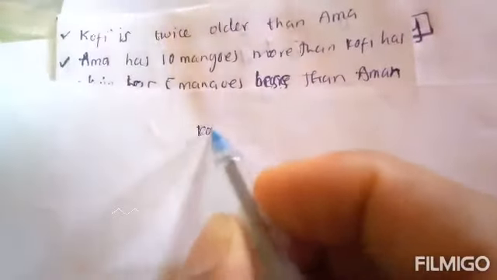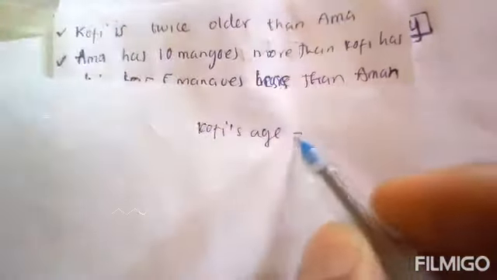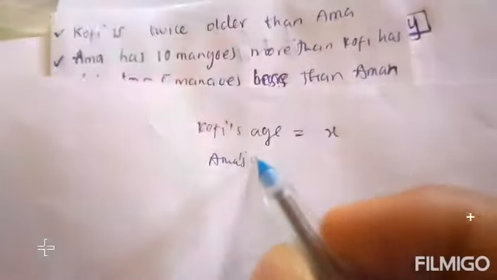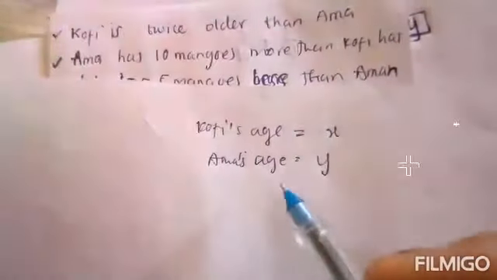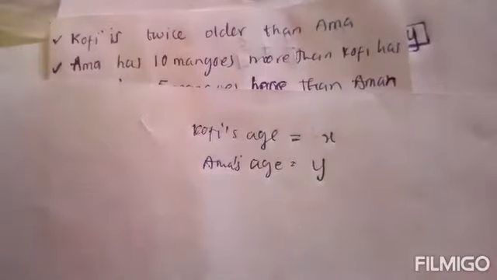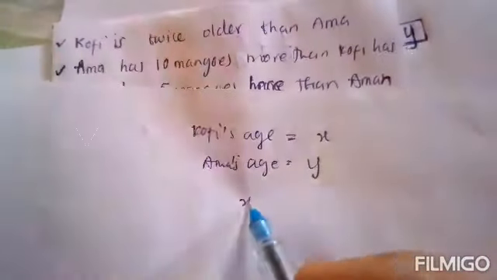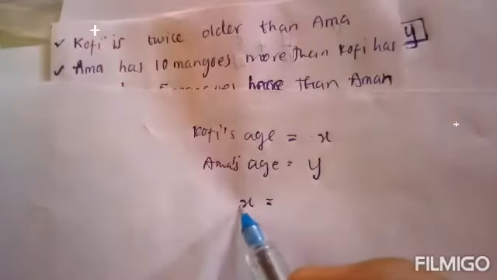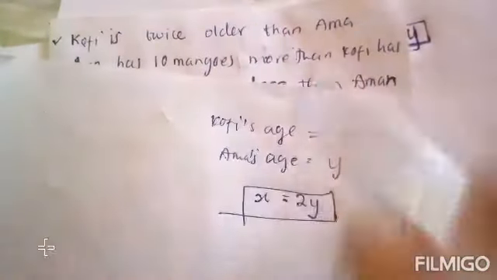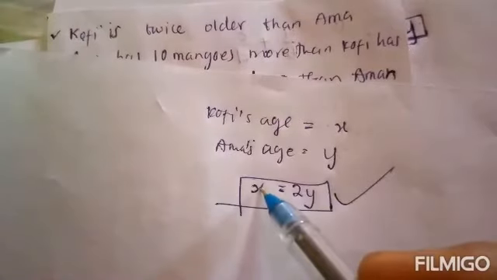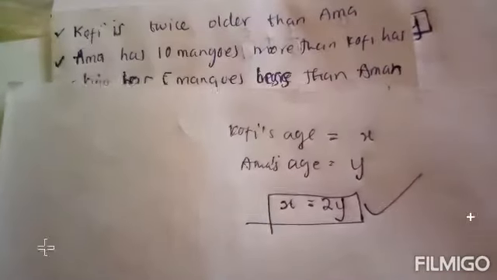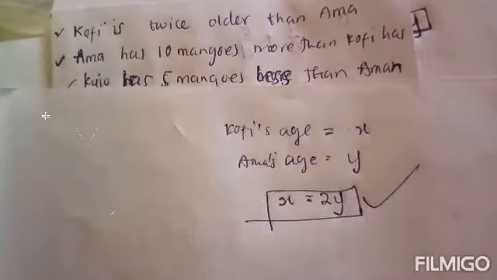Let's say Kofi's age is x, and Amma's age is y. Okay, and they are telling you that Kofi's age is 2 times Amma's own because he's twice older than Amma. How do you express it algebraically? So Kofi's age is x and Amma's own is y, but Kofi's own is equal to 2 times Amma's own, so x equals 2y. So you are done with this: Kofi is twice older than Amma. This is the algebraic expression, or the mathematical expression, for that statement. Let's go to the next one.